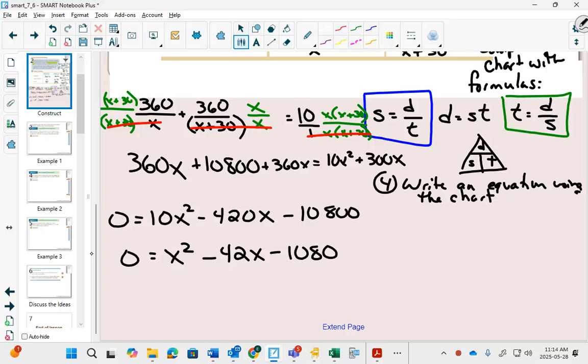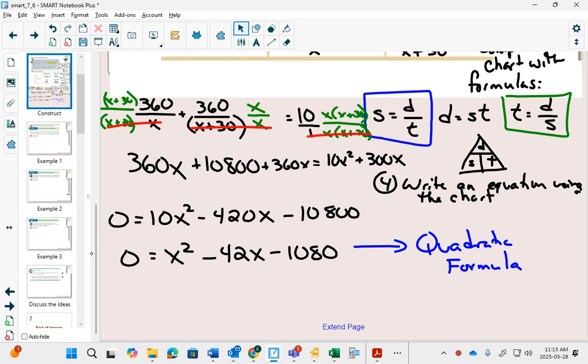At this point, I would probably recommend for this question using your calculator and using the quadratic formula. It's going to have some big numbers, like b is 42, so when you get to the b squared part, it's going to have some big numbers. Okay? If you wanted to, you could factor this one. So I'll show you with factoring.